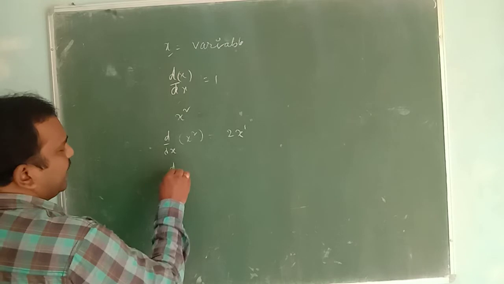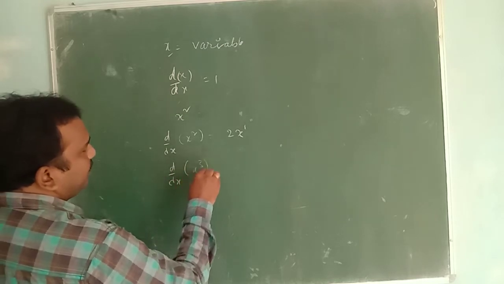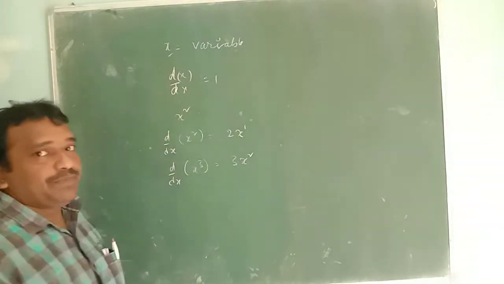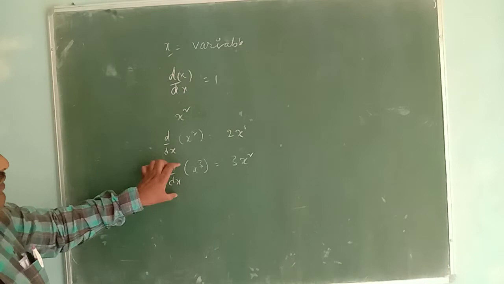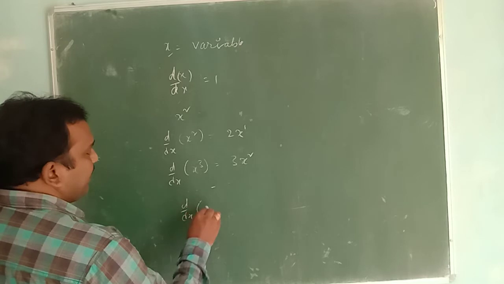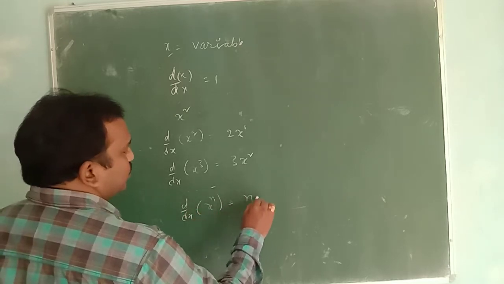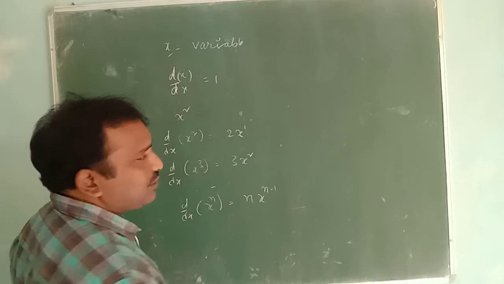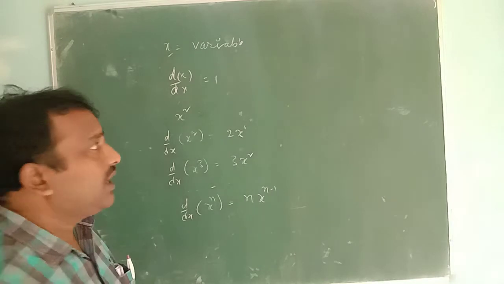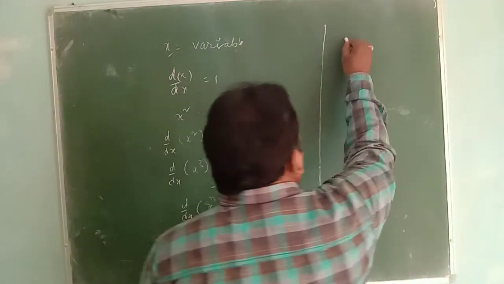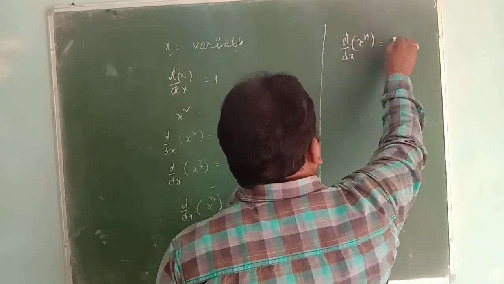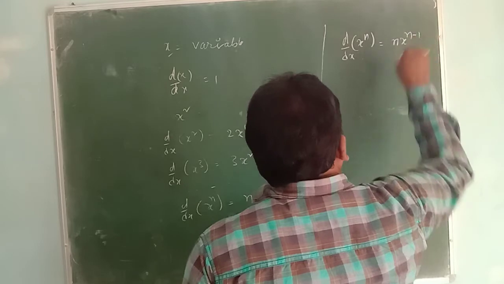In a similar way, d by dx of x cube, if you are doing this will be given by 3 into x square. If you observe the sequence of this one, then in general you can write this one as d by dx of x power of n is equals to n into x power of n minus 1. So this is one formula. Okay, that means you can write down here derivative of x power of n is equals to n into x power of n minus 1.